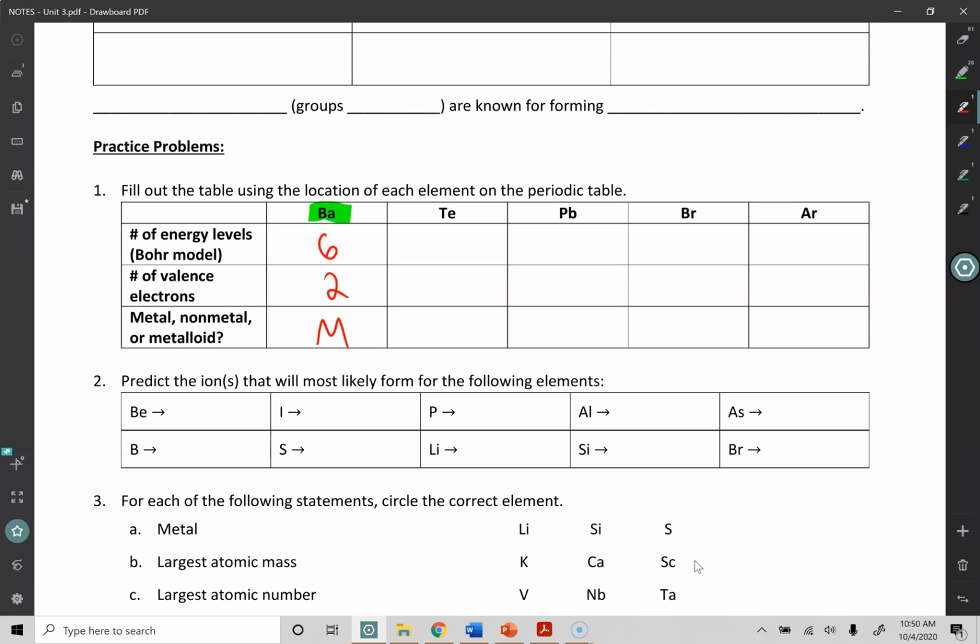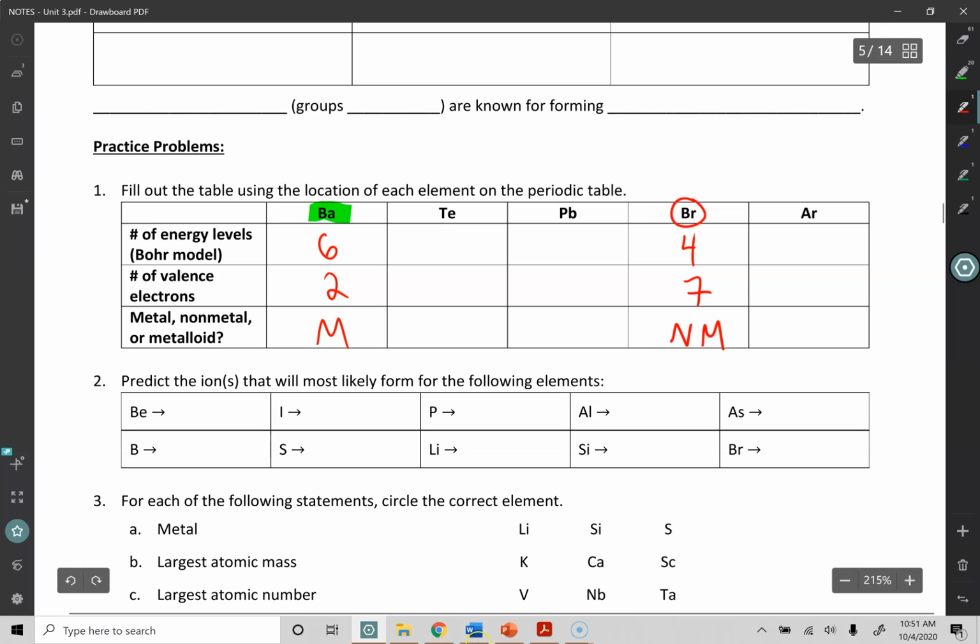Now let's do bromine, Br. Pause the video and see if you can figure out bromine. We'll get started again in a moment. All right, bromine, number 35 on the periodic table. It is in period 4, so it should have 4 energy levels, and it's in group 17. It doesn't have 17 valence electrons, it has 7. You can just subtract the 10 from those. Metal, nonmetal, or metalloid? Bromine is very clearly to the right of the staircase and doesn't touch it, so it is a nonmetal.